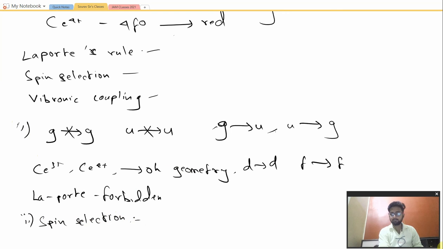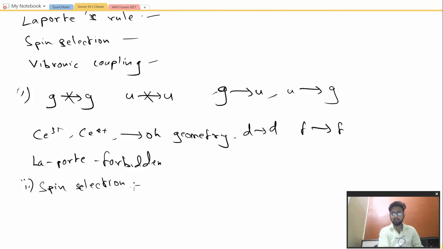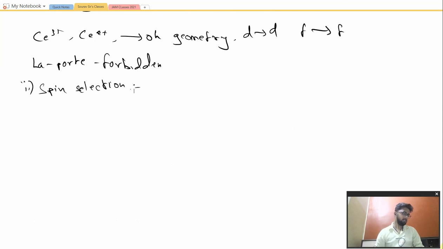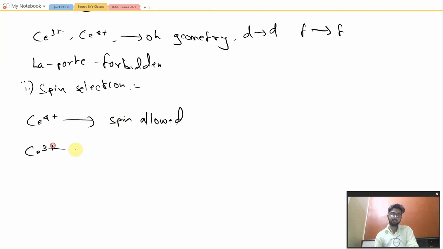Now, in case of Ce3+, as the question says, Ce3+ is colorless, while Ce4+ has electronic configuration to the color to be red. So in this case, the Ce4+ system is spin allowed, but Ce3+ is spin forbidden.